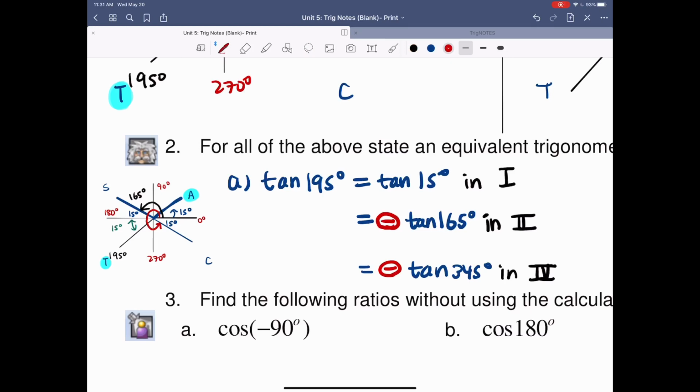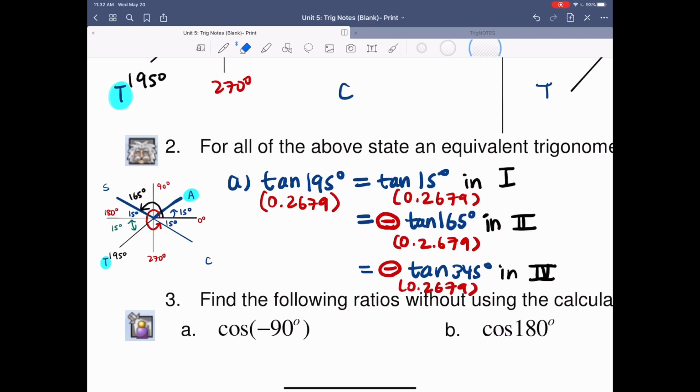In case you need to visually see this, tan 195 is equal to 0.2679, and tan 15 is also 0.2679. Then negative tan 165 is equal to 0.2679, and negative tan 345 is equal to 0.2679. Through this, you have verified that all these values are equal, and that's why you're able to state it like so. It looks too busy, so I'm going to erase that part.